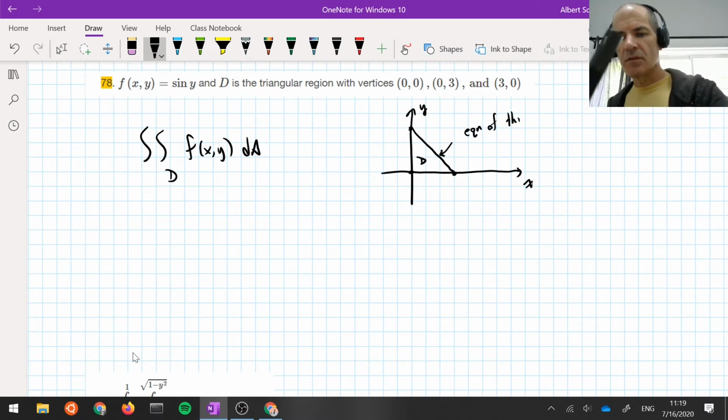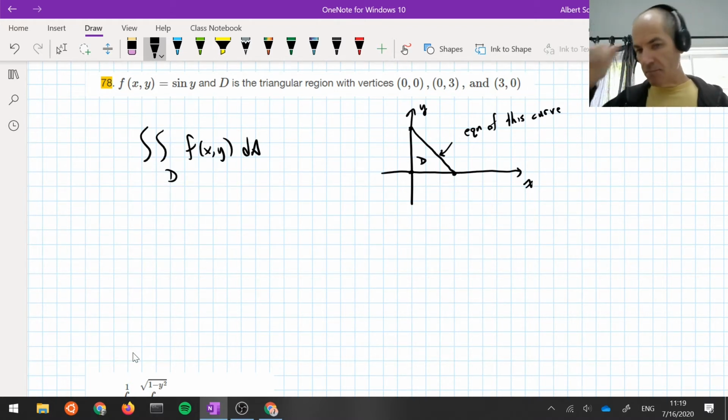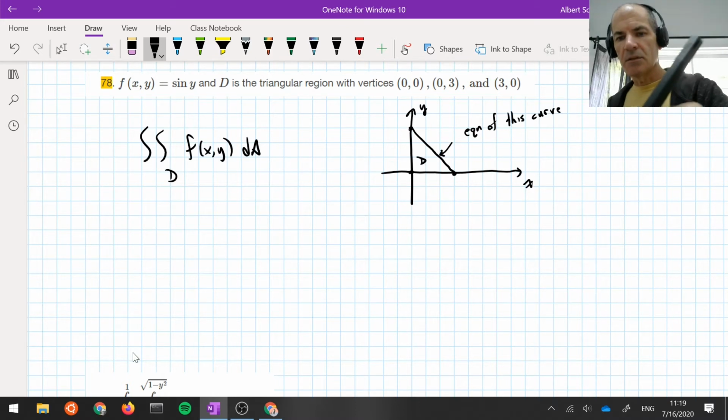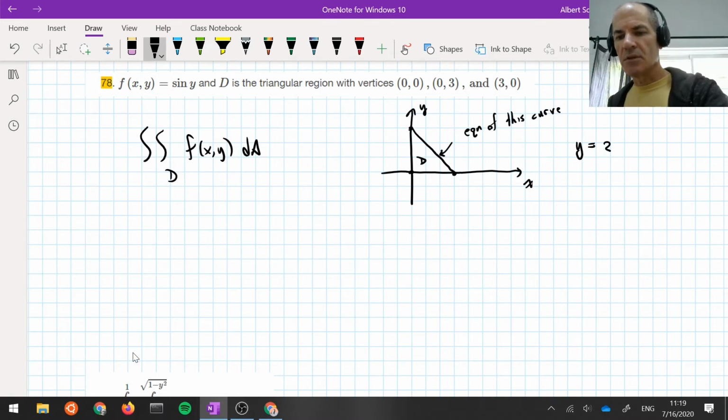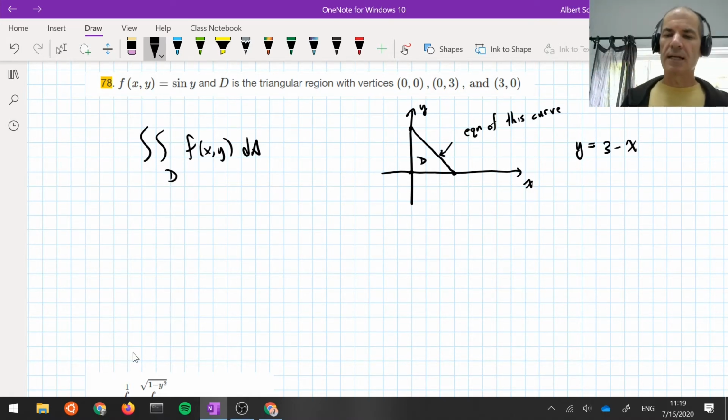of this curve. And that's simply a line. And it's a line that goes through the points (0, 3) and (3, 0). So you have 2 choices here. You can just use your experience with lines. So for example, if you guess y equals 3 minus x, if you plug in x equals 0, you get 3, which hits the top vertex. And if you plug in x equals 3, you get 0. That's the other vertex. So in fact, that's the right choice.